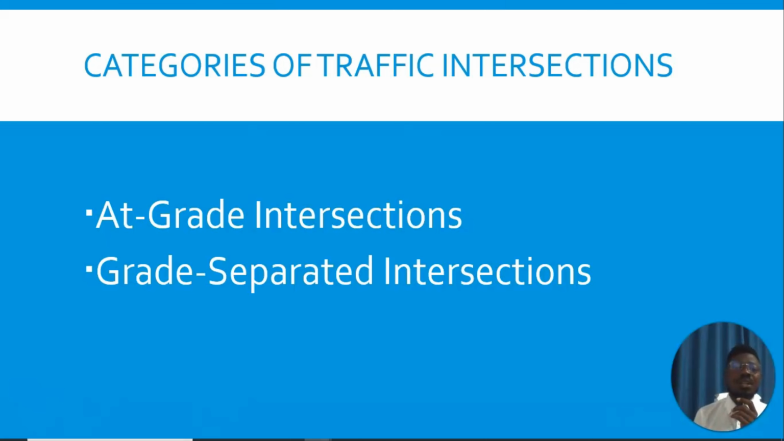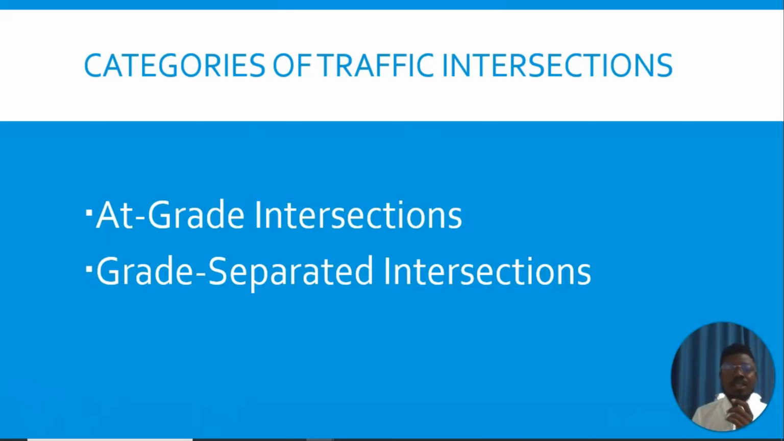An at-grade intersection is just where two or more roads meet or cross at the same level. The major part of this definition is that it has to be on the same level, that is, the same elevation, the same plane. There is no form of flyovers or overpass. When they all meet at the same level, that is what we call an at-grade intersection.